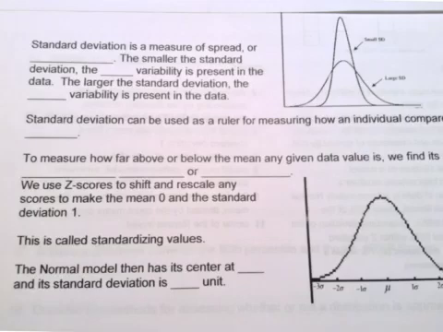So the standard deviation is a measure of spread, of how spread out things are from the center. We have these two curves right here. This one is smaller. It's less spread out, so we say it has a smaller standard deviation, versus the one that's wider, which has a larger standard deviation. So we like to compare these to each other. A standard deviation is a measure of spread or variability.